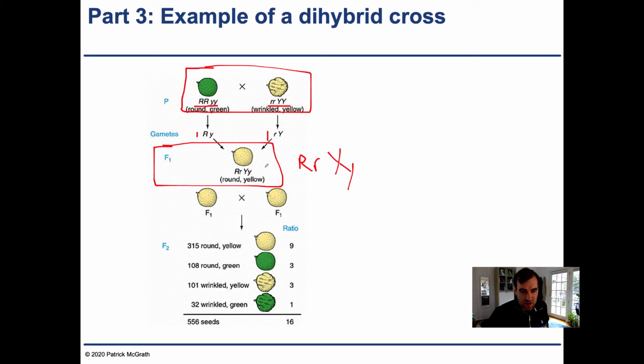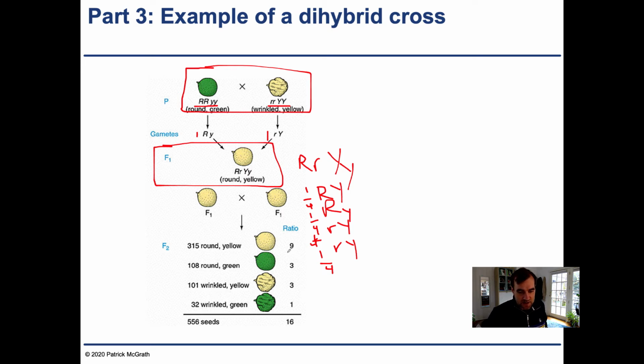If they interbreed with each other, you have to worry again about how many gametes each individual can produce. These individuals can produce 4 different types of gametes: big R big Y, big R little y, little r big Y, and little r little y. Each one of these has a 1/4 possibility of being produced, each equally likely. That's one of the assumptions of Mendel. As a result, the intercross of these F1s produced this new set of phenotype ratios: 9:3:3:1.